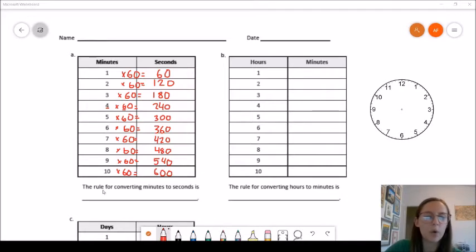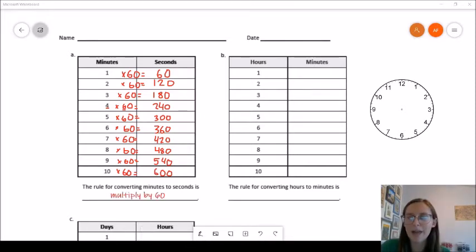What would be our rule for converting minutes to seconds? Our rule is to multiply by 60 because each minute is an equal group of 60 seconds. Our next unit conversion table that we're going to look at is hours to minutes. How many minutes are there in every hour?